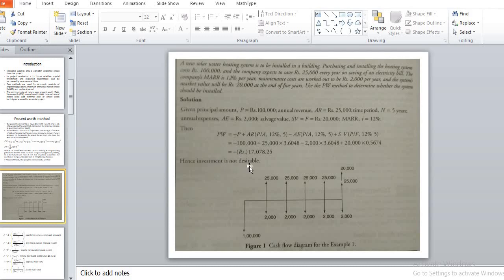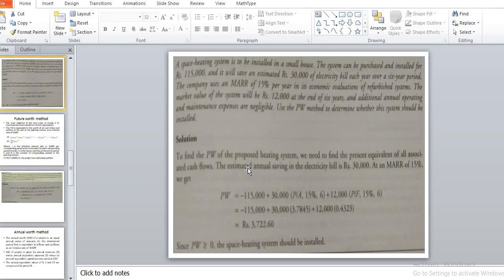So this investment or project is not justifiable. The investment is not desirable. This conclusion we draw by using the present worth formula, and we can say that this investment is not desirable. So this method is the present worth method. Similarly, we discuss the different methods. In this present worth method, now the second example.